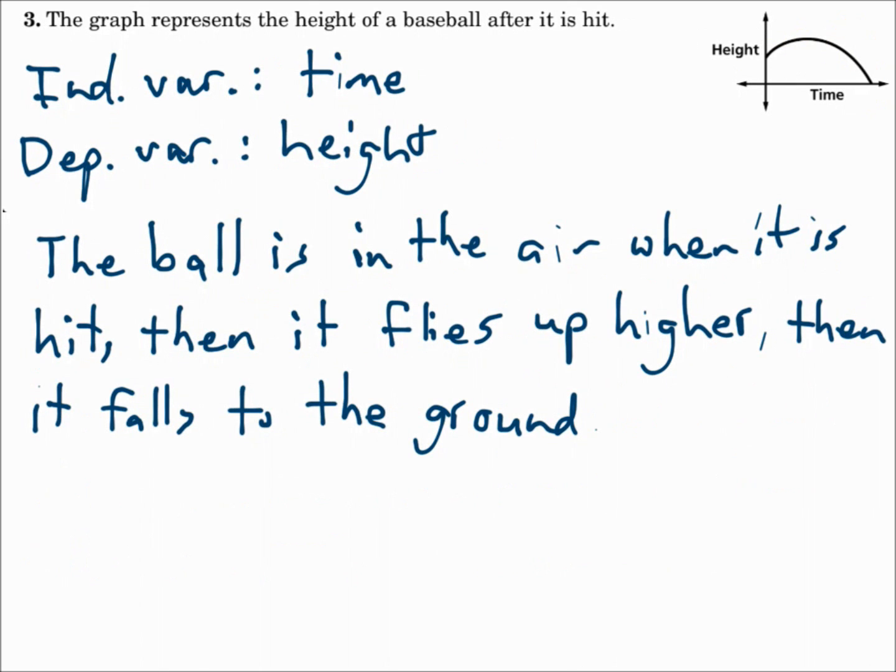Number 3, the graph represents the height of a baseball after it's hit. We have height and time. Time is the independent variable, and height is the dependent variable. The ball is in the air when it's hit, and then it flies up higher to right there. Then it starts to drop, and it falls all the way to the ground.